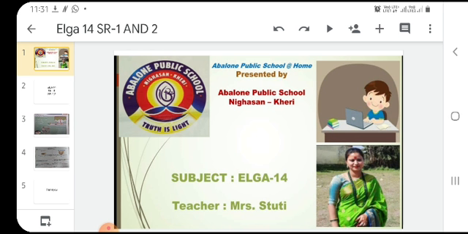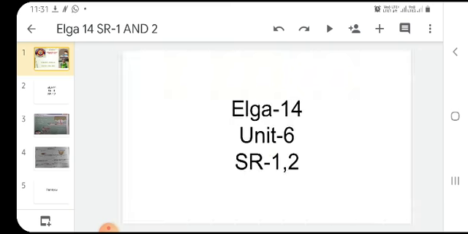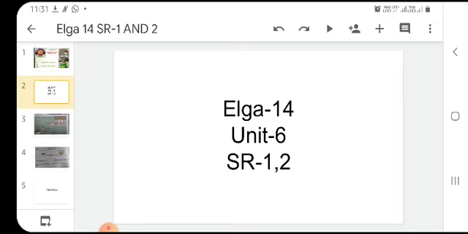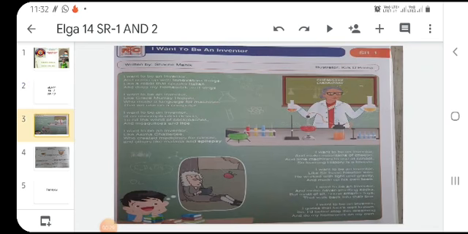As your half yearly examinations are completed, we are going to start Unit 7, SR-1-2. So dear students, let us study about "I Want to Be an Inventor", written by Sachi Manik and illustrated by Kirk Deepana.